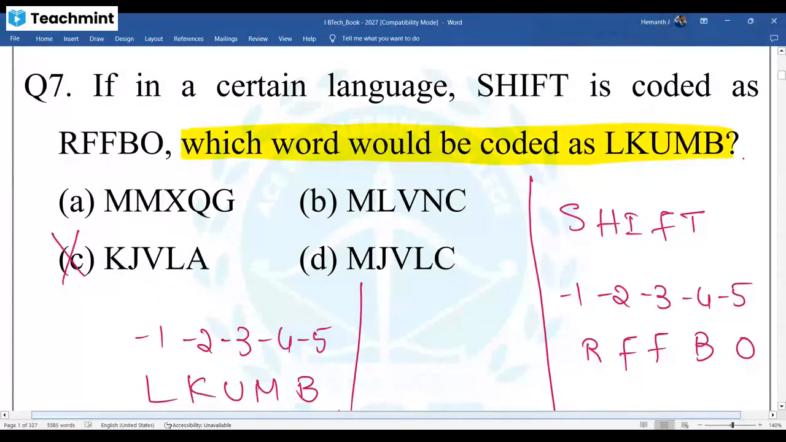Previous lines also, you see the last thing. What they were asking is "SWAN is coded as dash", in that format. But this question, that's what is very important: which word would be coded as LKUMB? So some word is there whose coding is LKUMB. Sir, I find this question difficult to do.